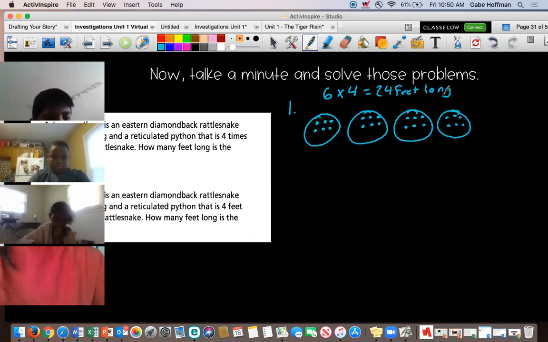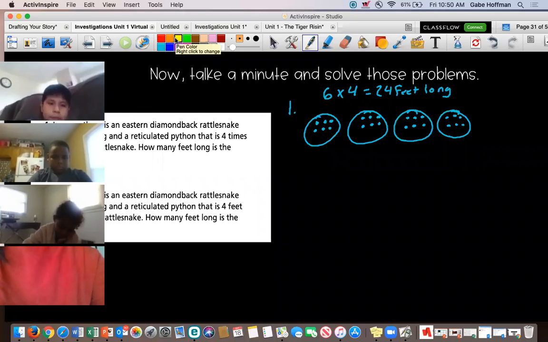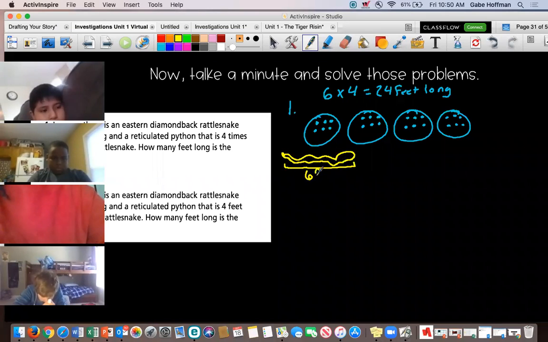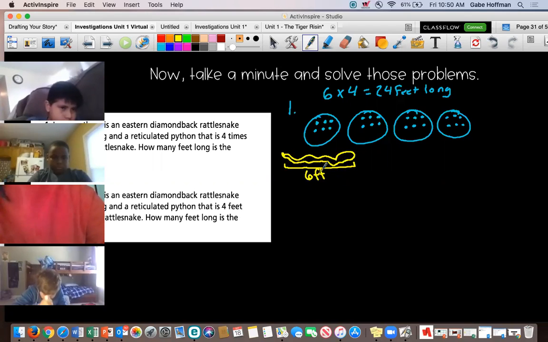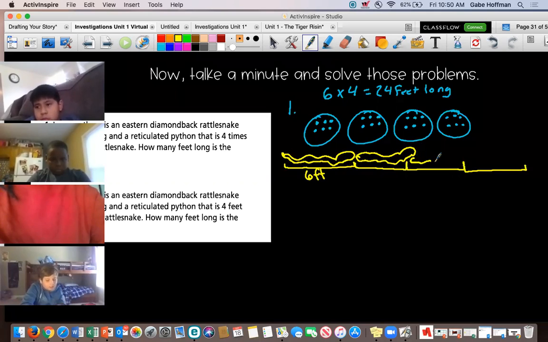I'm going to do a drawing as an example of how some of us might think of this too, really quickly. So make sure you're paying attention to the screen. It would be like saying, if this is our diamondback rattlesnake, I'm drawing right here, 6 feet long, right? So if python is 4 times as long as the diamondback rattlesnake, we could imagine 1, 2, 3, 4 of the diamondback rattlesnake. It kind of looks like worms, but that's okay.